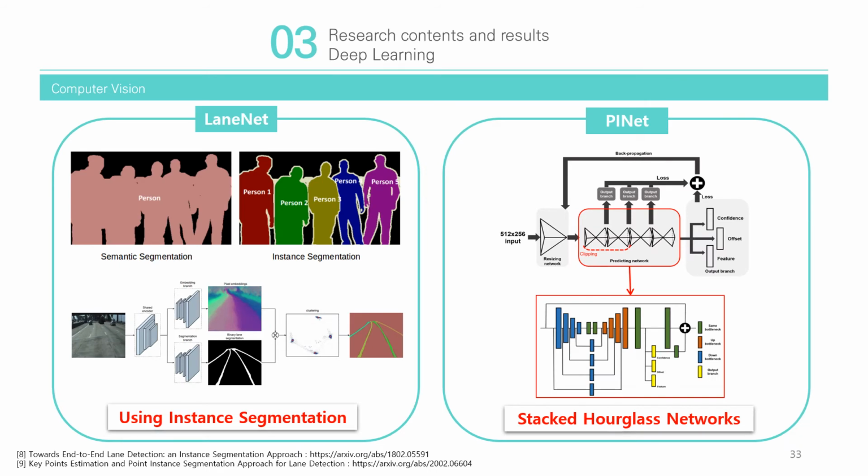There are two main methods of lane detection using deep learning, LaneNet and PINet. LaneNet uses the instance segmentation method and performs lane fitting. Using instance segmentation, it is able to distinguish each lane as a different color. On the other hand, PINet uses stacked hourglass networks and estimates the exact points of the lane.